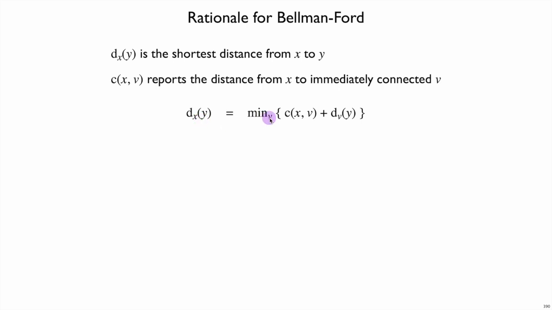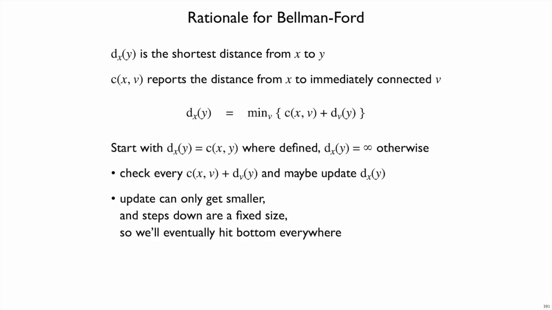As long as we know all of those v's that we can reach from x, we can pick the smallest one. This is called the Bellman-Ford equation, and the Bellman-Ford algorithm builds on this. Instead of only starting with final answers, where we know when x and y are the same, the distance from x to x is 0, we're going to start with estimates of answers and refine them towards the actual minimum.